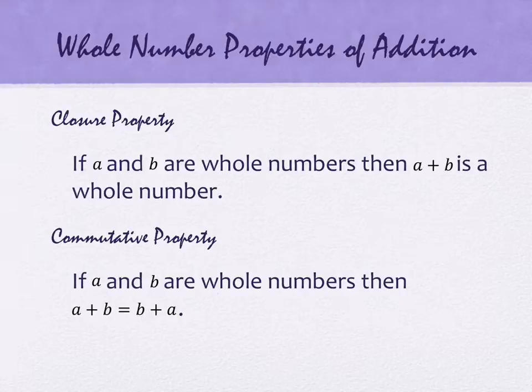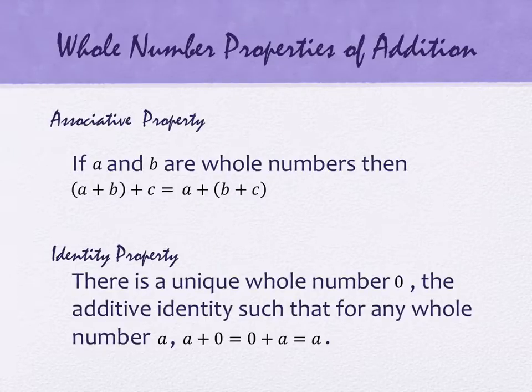The other issue is that, again, this is very specific to the fact that we're dealing with addition and whole numbers, okay? So if I did subtraction, would this work? No, it would not. 5 minus 3 does not equal 3 minus 5, right? So it's very specific to being addition with whole numbers that makes this property actually hold. Two more properties, associative and identity.